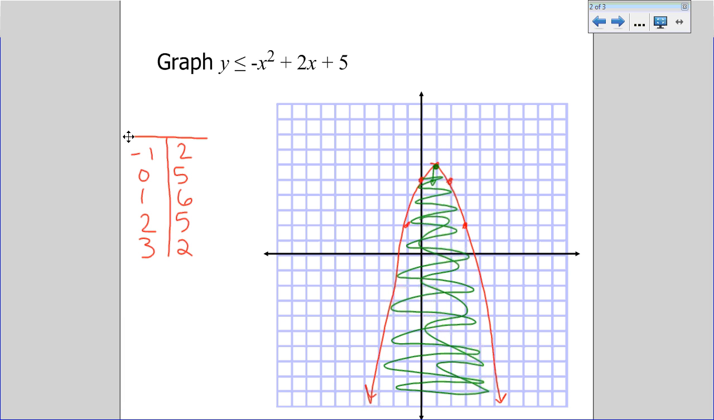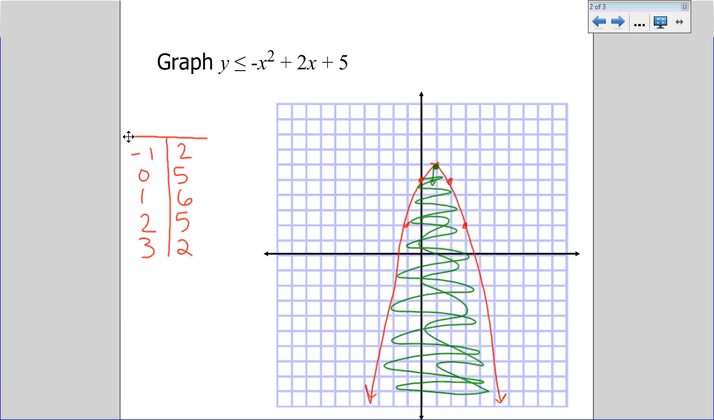What was my inequality? Less than. So if I'm up at 6, how do you get less than 6? Do you go up or do you go down? Down. So that's why I shaded below. And below that vertex was the inside of the parabola, so I have to shade inside.